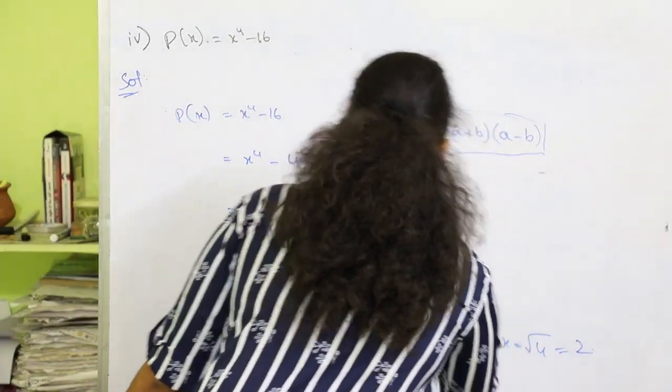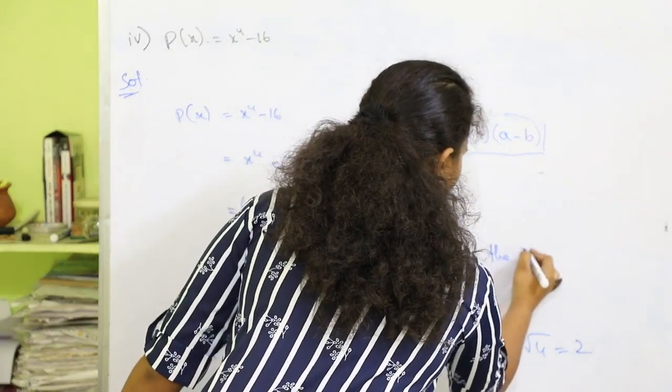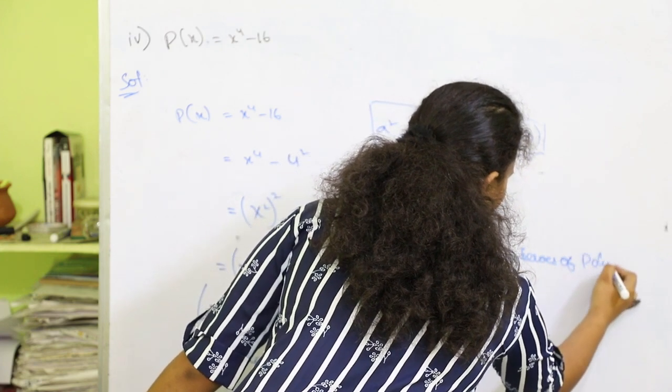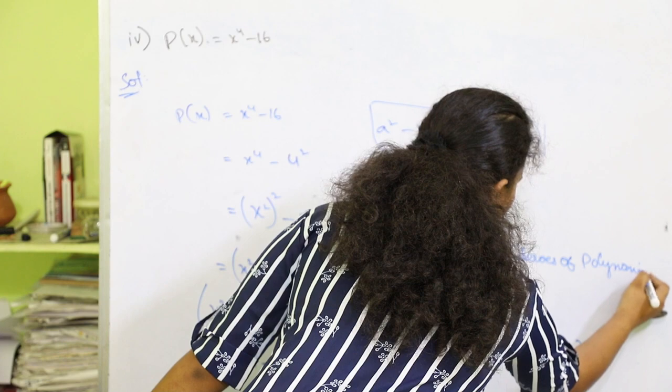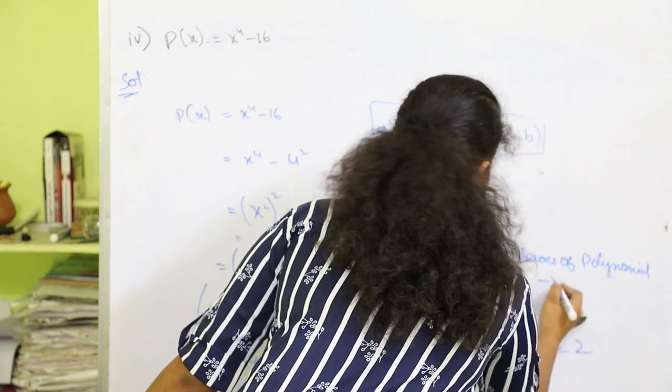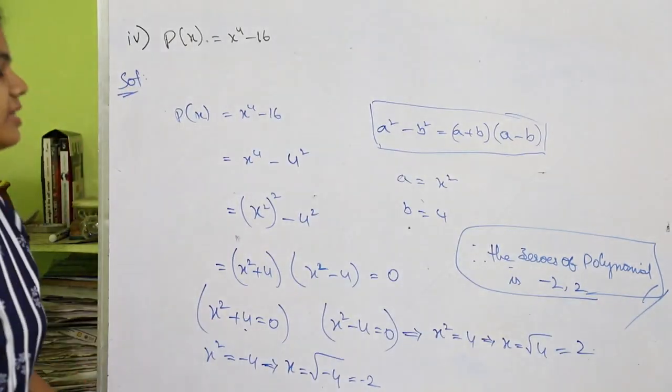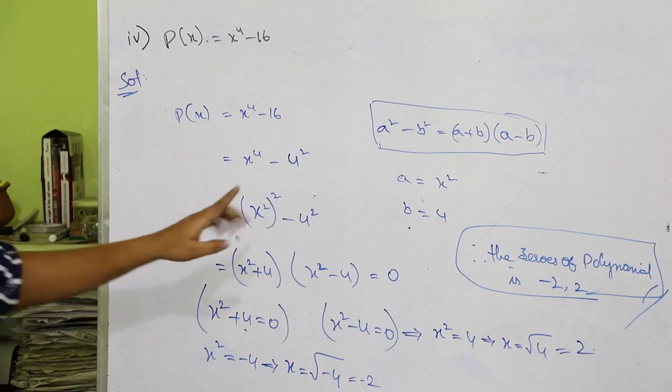So therefore, I can say the zeros of the polynomial are minus 2 and 2 for this given equation. So therefore the zeros of the polynomial for this given equation are minus 2, 2.